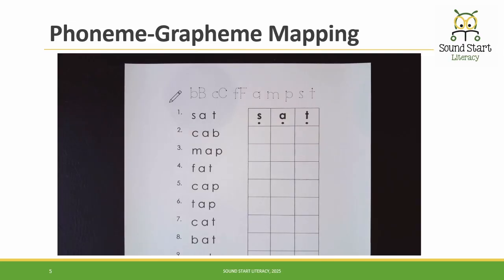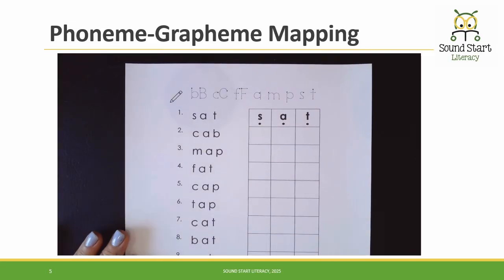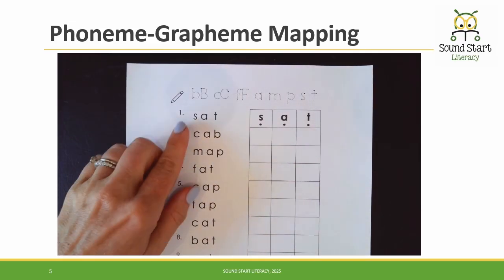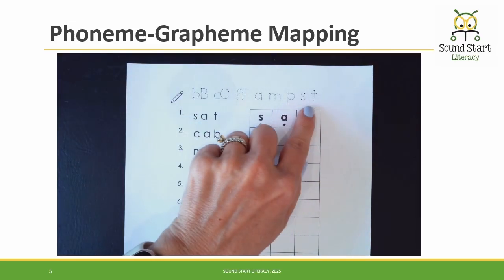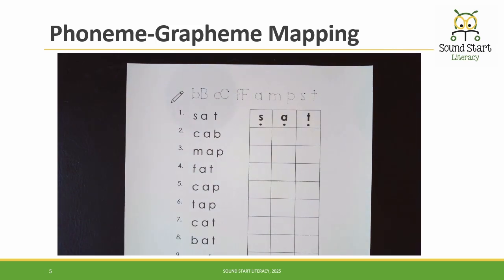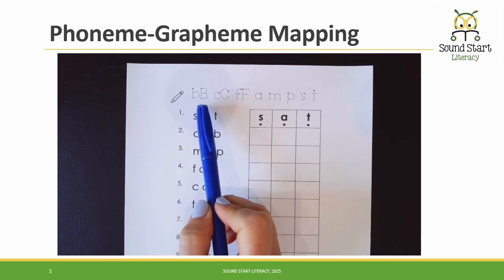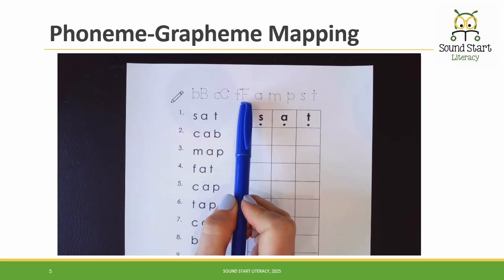Now we have the phoneme grapheme mapping activity. Before students begin reading and mapping the words, they're going to do a quick warm-up by tracing the letters and saying the corresponding sounds. And I also want to point out that anything that's a new letter sound spelling, you're going to have a capital introduced there.